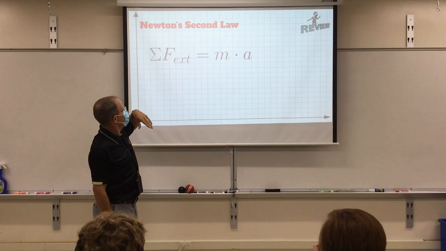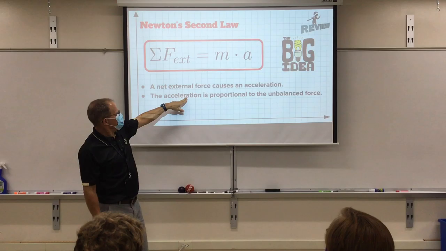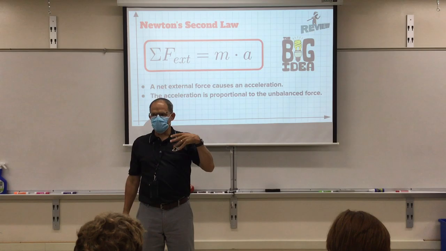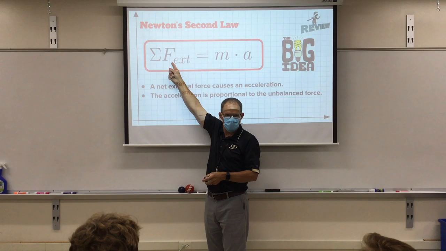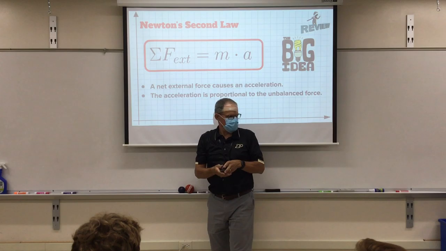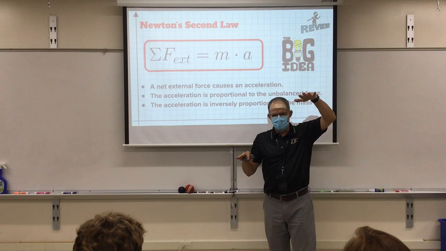Second one says, if there is a net force, the object will accelerate. Okay? So that looked like this. An external force, an unbalanced external force, causes a mass to accelerate. A couple of notes about this. The acceleration is proportional to the unbalanced force. So if you double the unbalanced force, you'll double the acceleration. Think about this. If the mass was constant, if you made this number twice as big, what would happen to that number? Get twice as big, right? So it's proportional. The unbalanced force is proportional to acceleration.